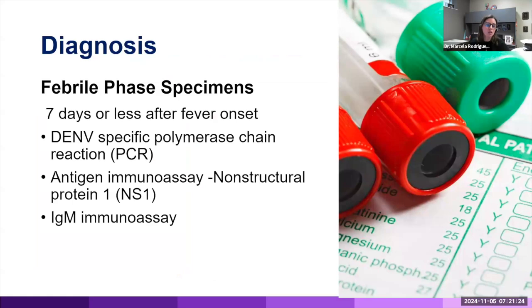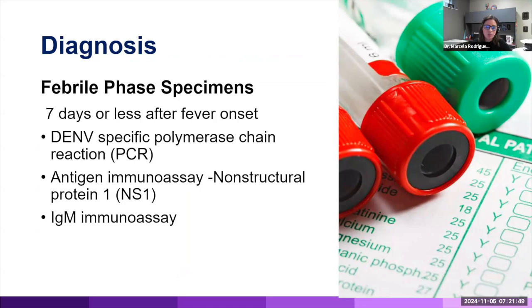So how do we diagnose dengue? It is very important to recognize the different phases of dengue and try to get a specimen as soon as you suspect it. There are specimens that you can collect in the febrile phase, and there are some specimens that you should collect in the convalescent phase.